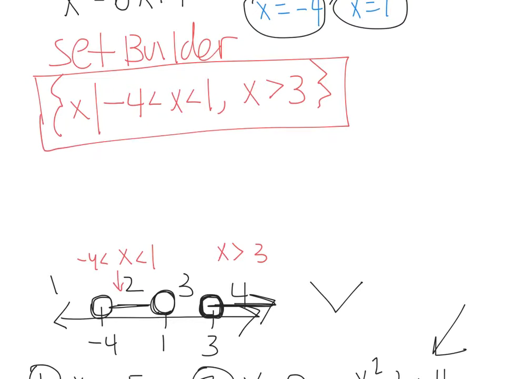I don't need to say anywhere x cannot be 3, even though 3 is our critical value, because this is doing that for me. Me indicating that x is greater than 3 means that it can't be equal to 3.